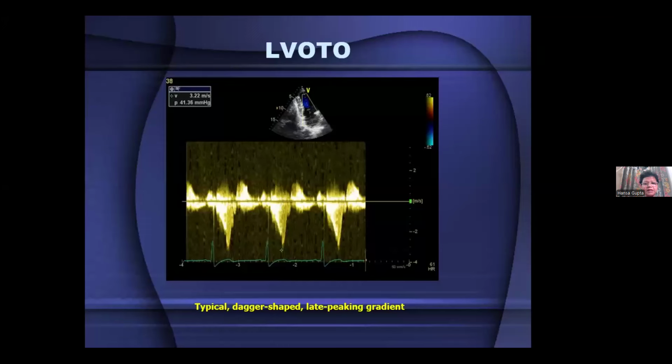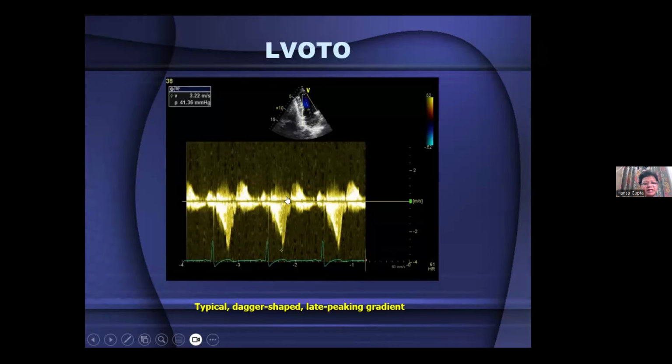See, so this is a typical dagger shape, late peaking gradient. Now, can you see this QRS complex? So this starts soon after that. And can you see this concavity? Concavity, because MR generally goes like this. If I have an image, I'll show you. It will go like this, early systolic, okay? It will be rounded. But here, can you see? This is the concave pattern.